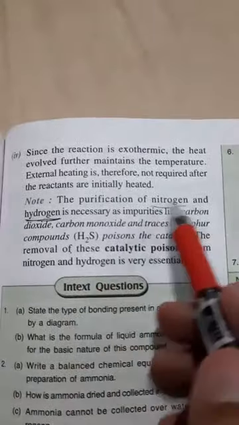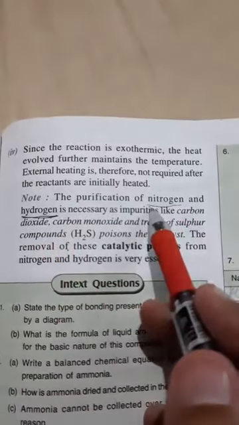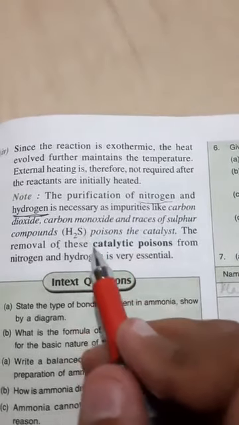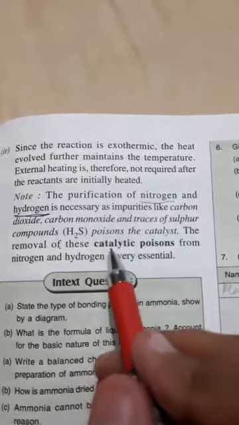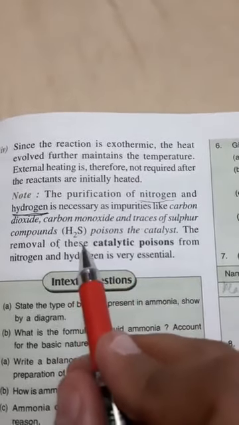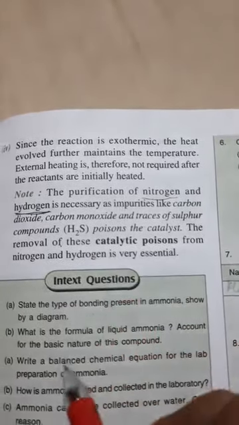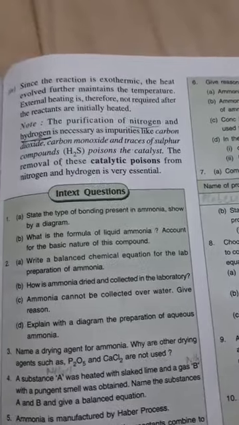Clear? So these two gases should be pure, meaning no impurities should be there, because if impurities like traces of sulfur or carbon monoxide are present, then definitely the catalyst gets poisoned and you will not get ammonia as a product. So this is all about this lecture.